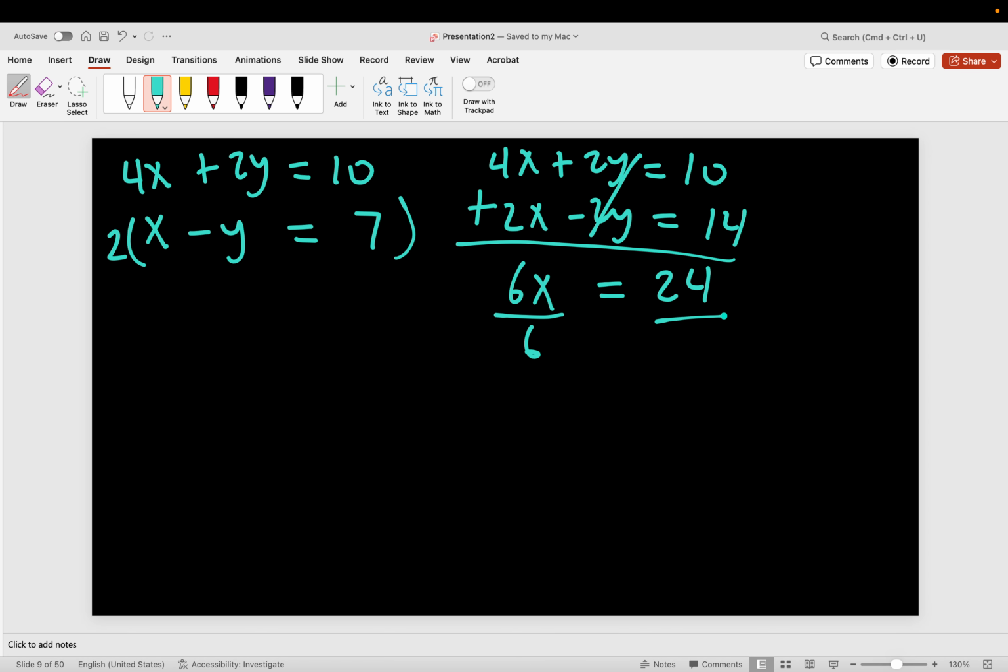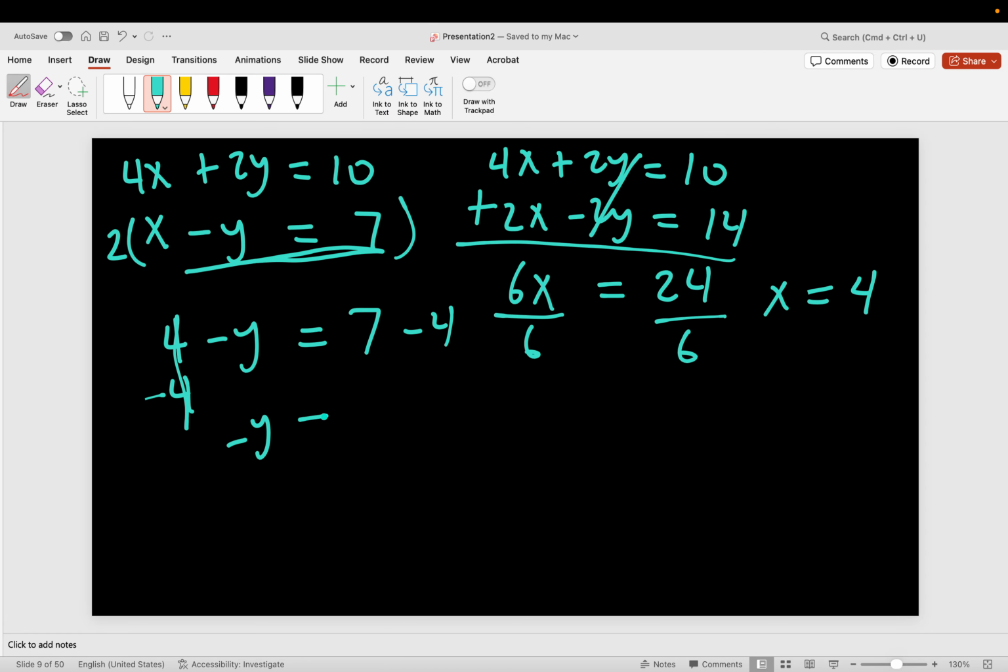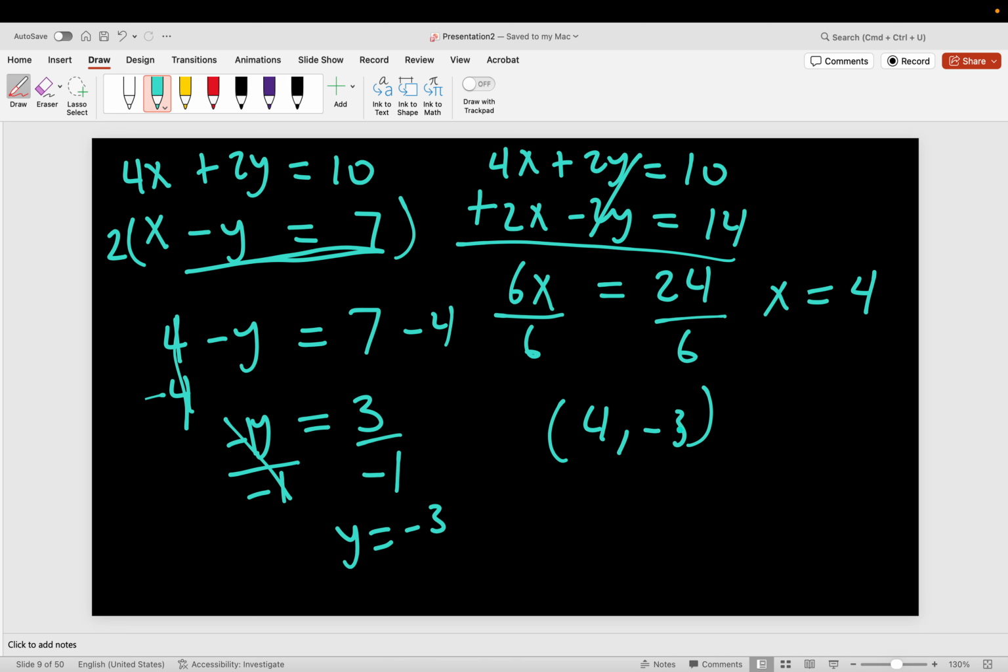Now I'm going to divide both sides by 6, so my x is equal to 4. Now that I have x, I can plug it into an equation. I'm going to pick the easiest one, so I'm going to plug it into this one. So now it's going to be -y equals 7, but I'm not going to write x anymore. I'm going to write 4. Now I'm going to subtract 4 from both sides, and so it's -y equals 3. And then I'm going to divide both sides by -1. So now my y is equal to -3, and my final answer is (4, -3).